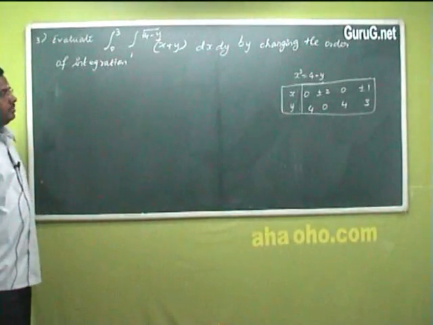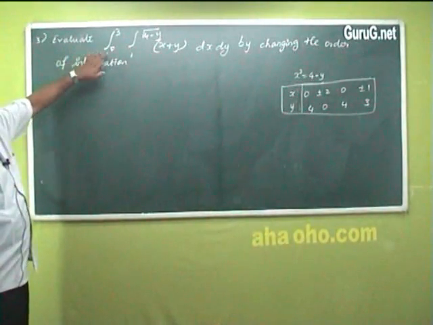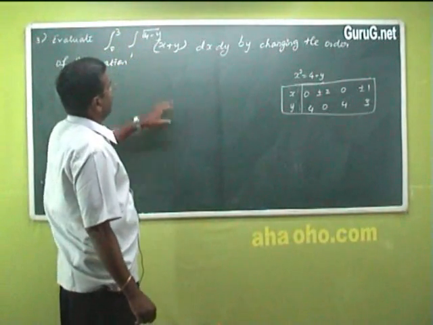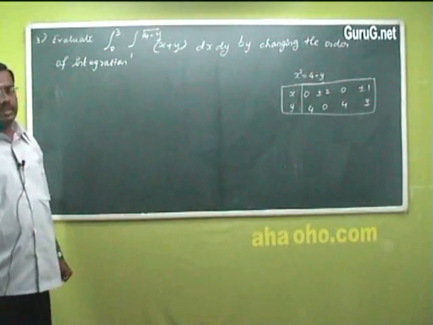Let us see the next problem. This is of the next type. Evaluate integral 0 to 3, integral 1 to square root of 4 minus y. The function is x plus y dx dy by changing the order of integration.